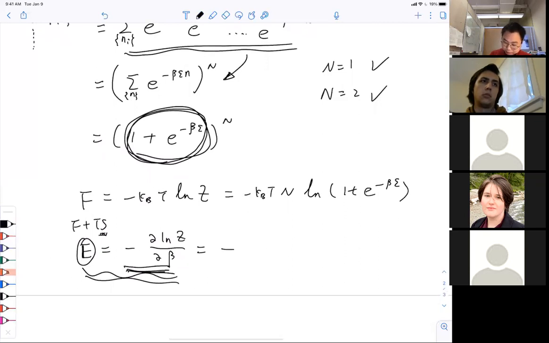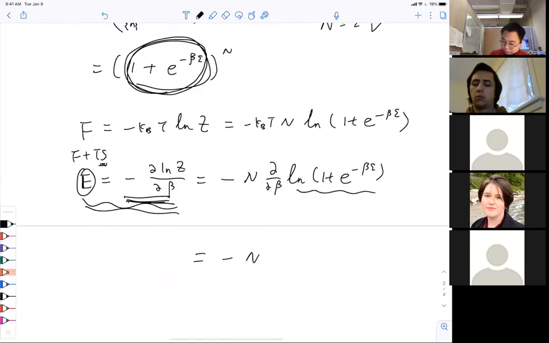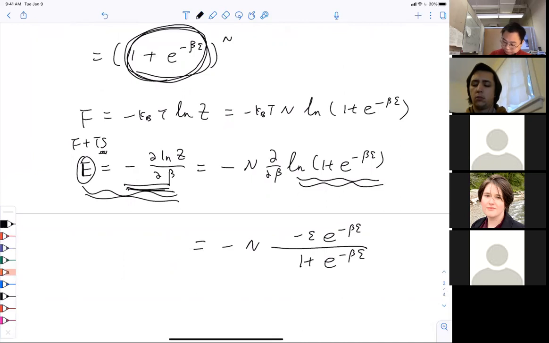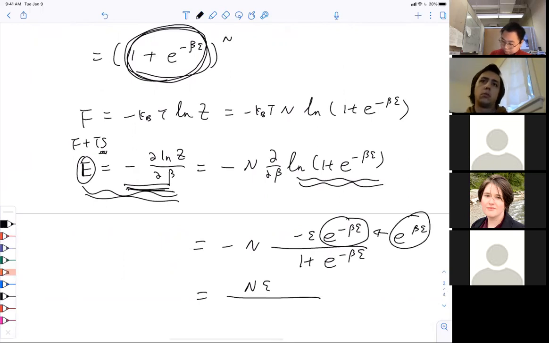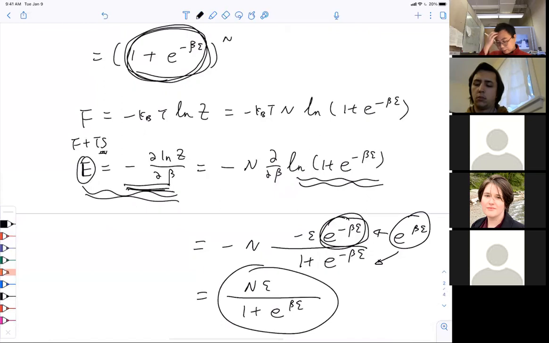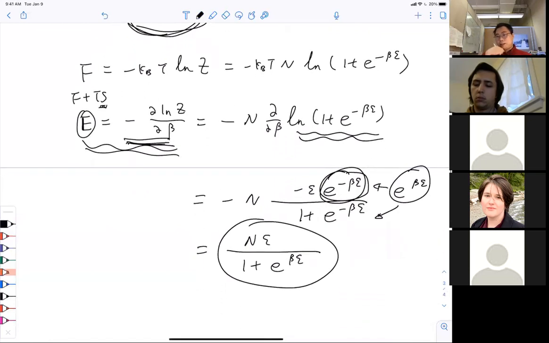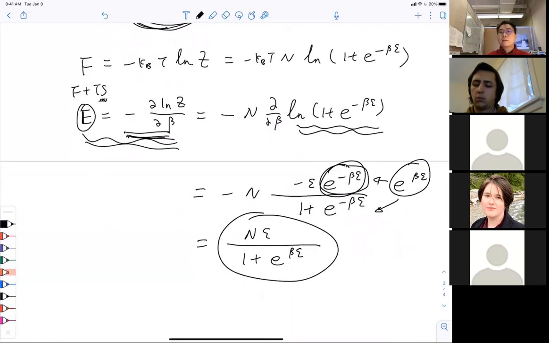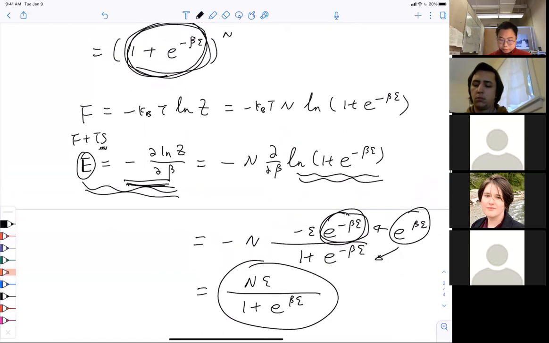But from this guy, it is minus N partial derivative of log of 1 plus e^(-beta epsilon). Taking a derivative of this guy, we get e^(-beta epsilon) over 1 plus e^(-beta epsilon), times epsilon. Multiplying this factor for both numerator and denominator, we get 1 on the numerator and 1 plus on the denominator. So this is exactly what we obtained in the previous discussion. Any question about this system, this part?